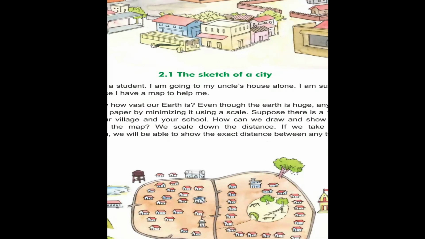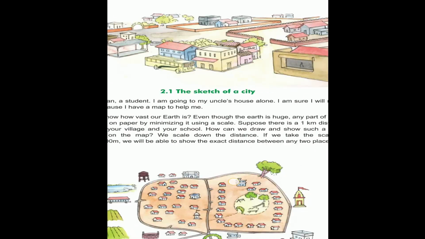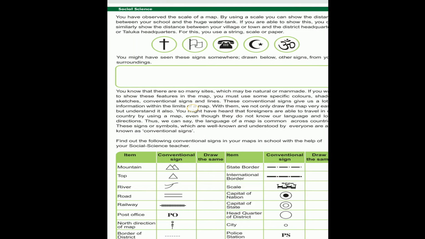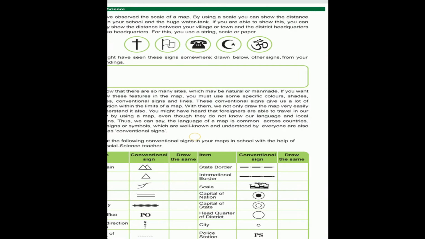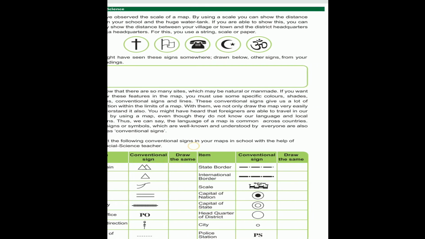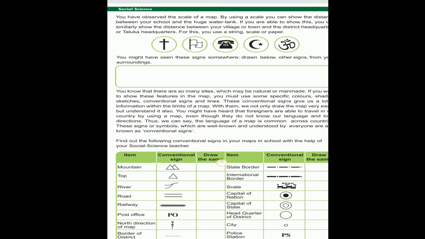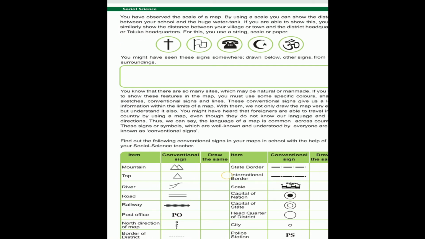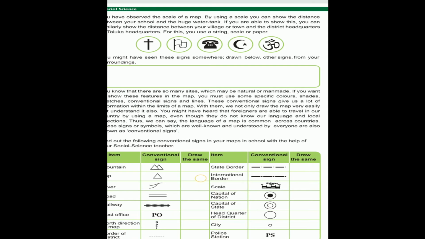Like this, here is a map of a village. Now you have observed the scale of a map. By using a scale you can show the distance between your school and the huge water park and the huge water tank. Similarly, you can show the distance between your village or town and the district headquarters or taluka headquarters. For this, you use a string, scale, or paper.